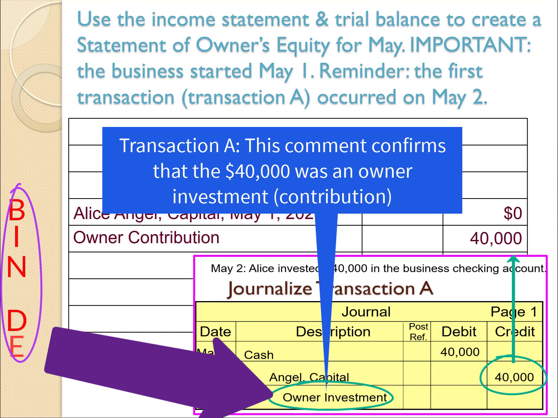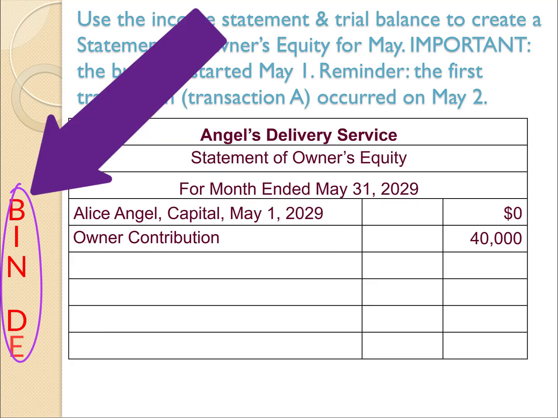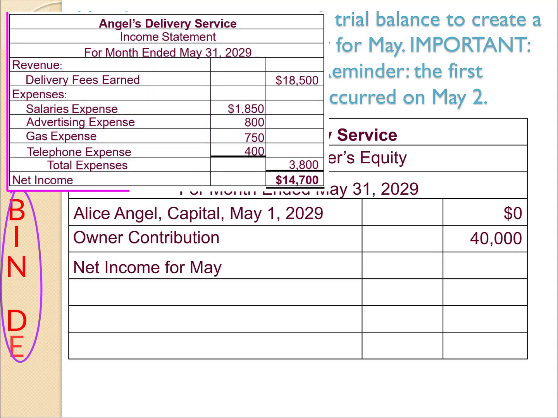So we place that in the far right column. All right, now we can continue with the easier parts. So BINDE, the N stands for net income. So we're going to have the label say net income for May, or you can just say net income, either way. And where do we find the net income? We need to go back and look at our income statement. So how much was net income according to the income statement? $14,700.